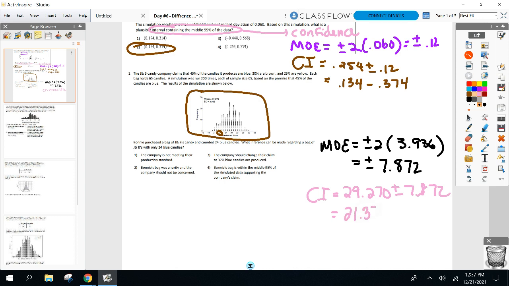About 21.398, so about 21 blue candies all the way to about 37. So what can we say about Bonnie's bag of candies? It's within the middle 94%, supporting the company's claim. Yep. So good try, Bonnie.